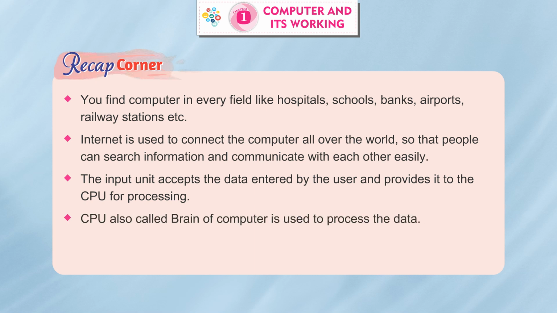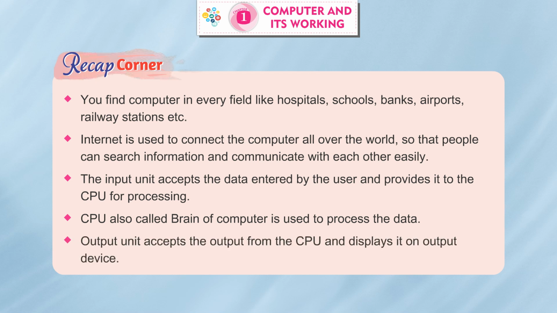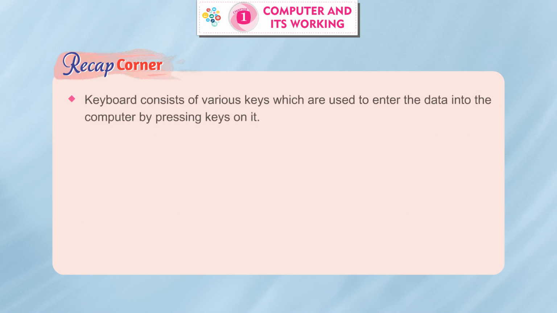The input unit accepts the data entered by the user and provides it to the CPU for processing. CPU, also called brain of computer, is used to process the data. Output unit accepts the output from the CPU and displays it on output device.